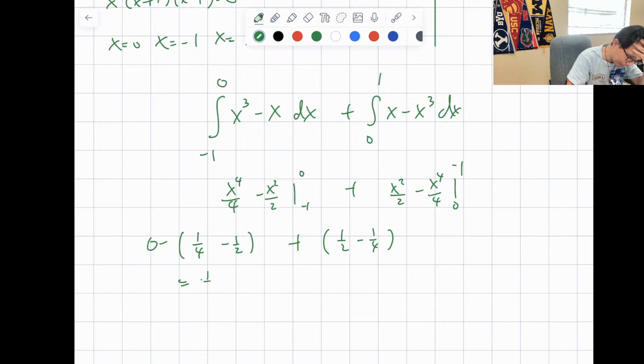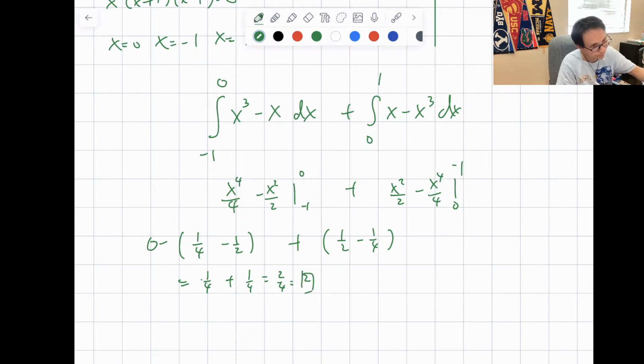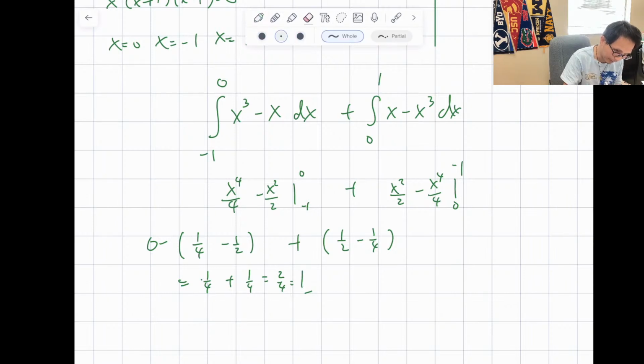This is positive 1/4 plus positive 1/4, 2 over 4. That equals 1/2. Oh yeah, 1/2. Oh, man, I'm so sleepy. You're right, 1/2.